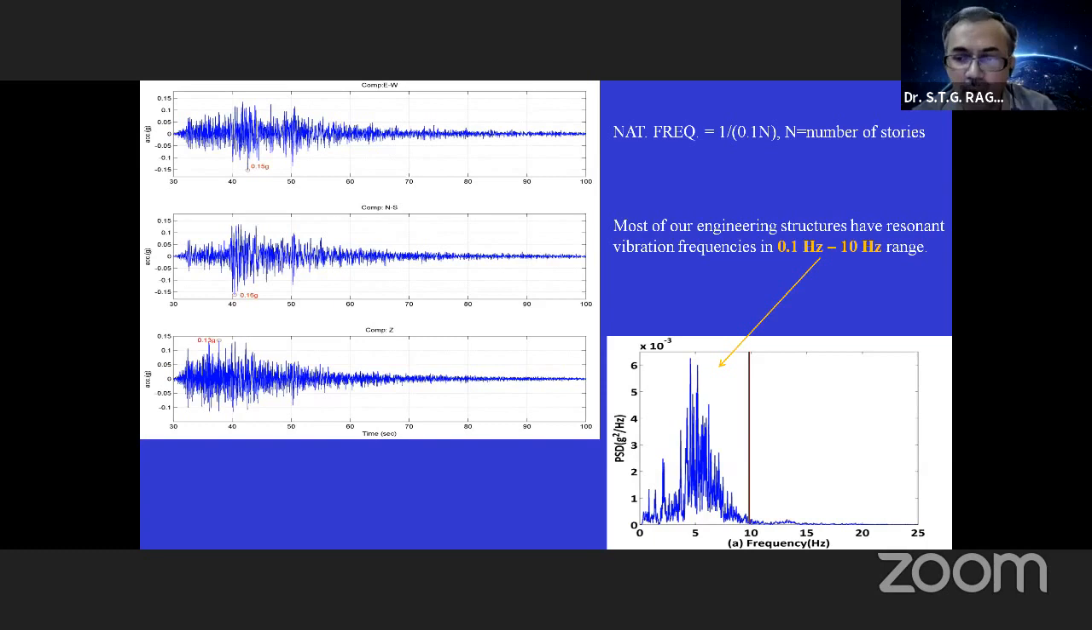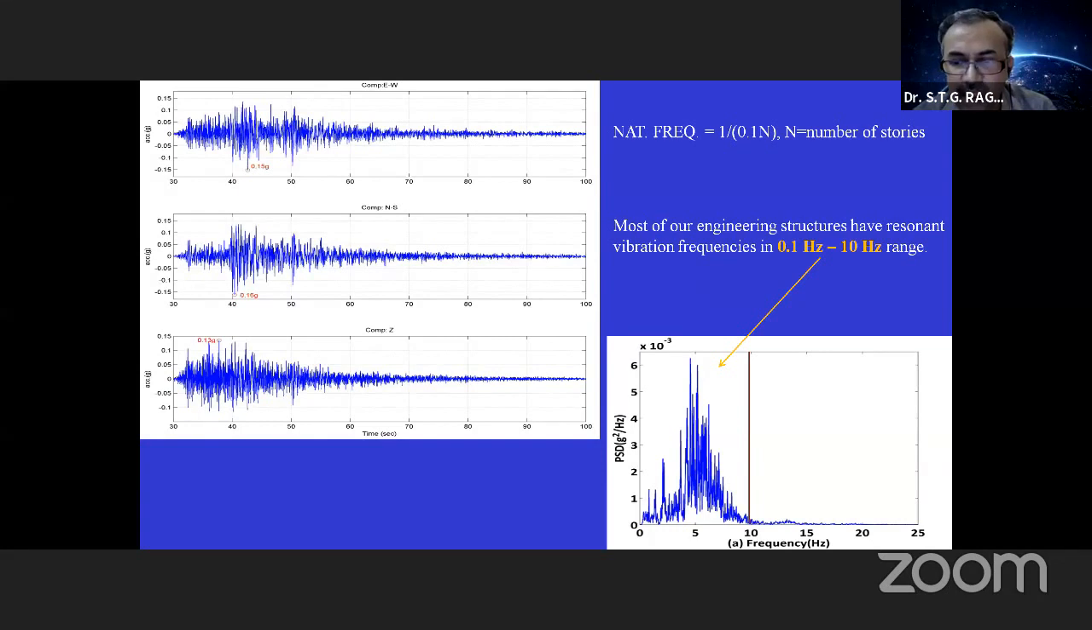Most of our engineering structures, the bridges and whatever structures we have, have frequencies from 0.1 to 10 hertz actually. Earthquakes also have energy from 0.1 to 10 hertz itself. So what happens when the structural frequencies and the earthquake frequencies are the same? Automatically resonance comes, things get amplified, and finally it leads to damage actually.